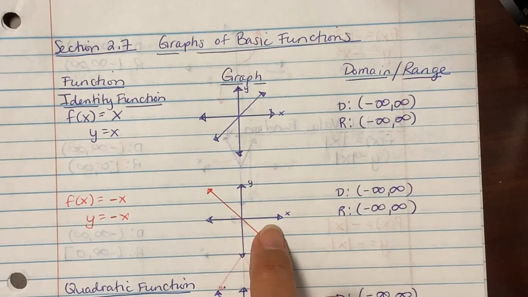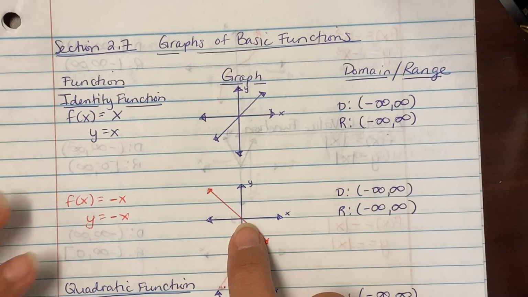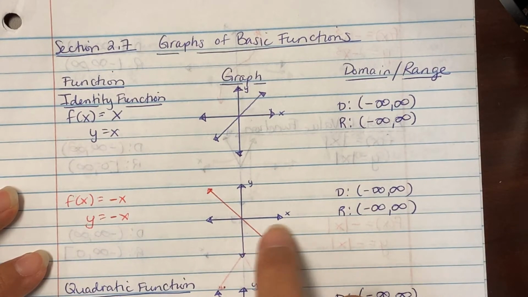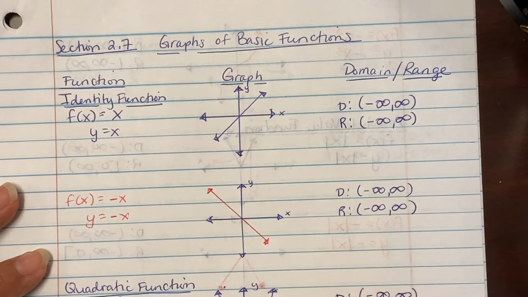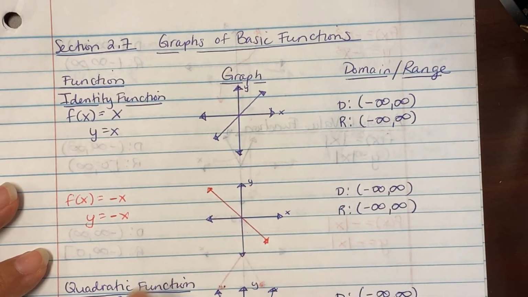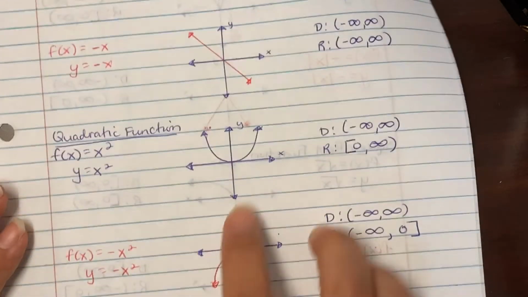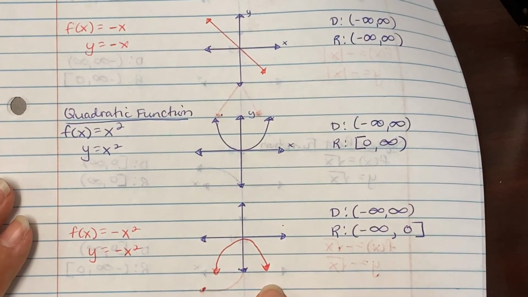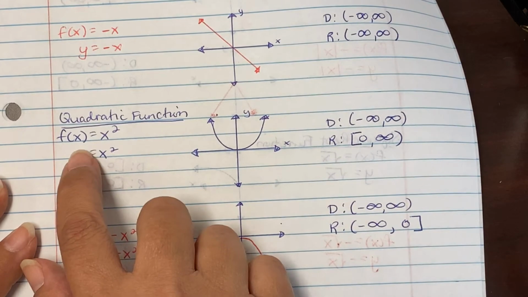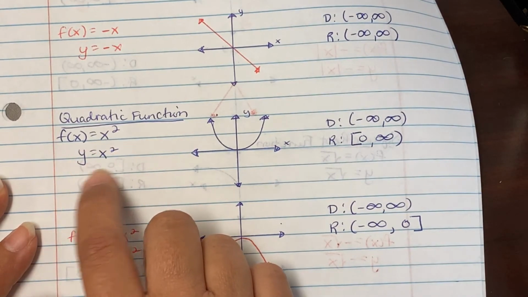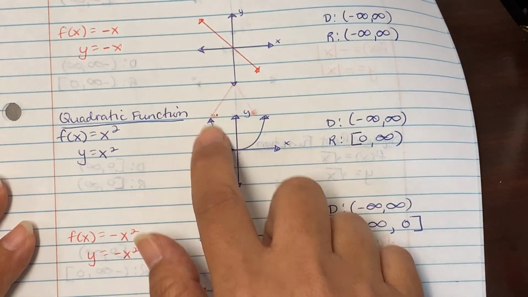So if we were asking the end behavior, as x goes to positive infinity, the f of x function goes negative. That is the decreasing function. Quadratic functions, those are your parabolas, opening up and opening down. So we see f of x equal to x squared, or y equal to x squared. So it's a U-shaped graph.